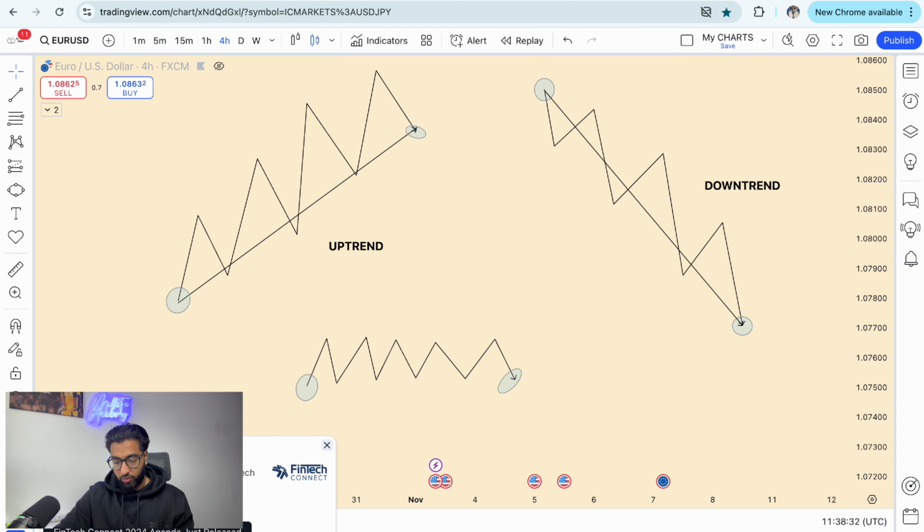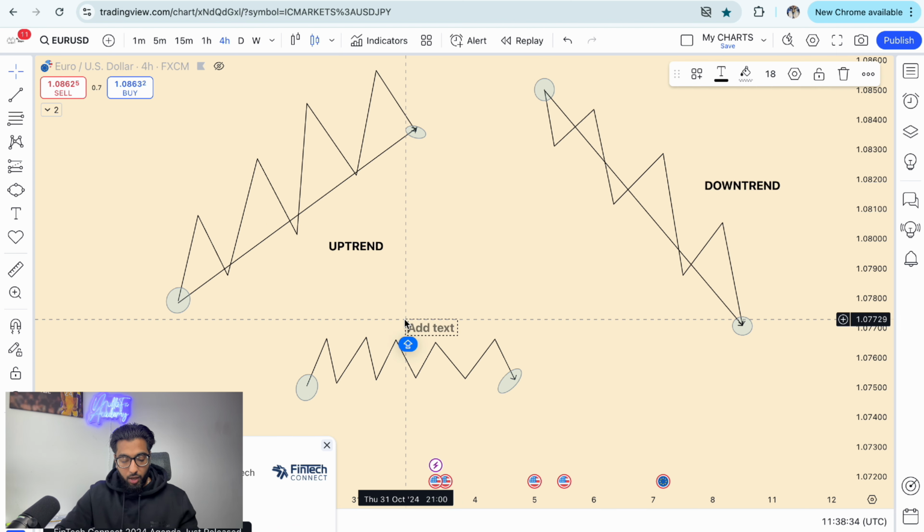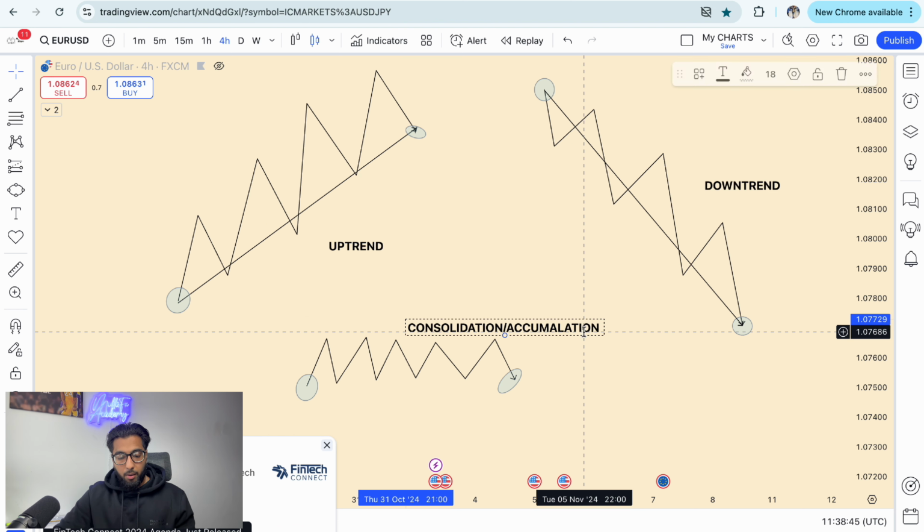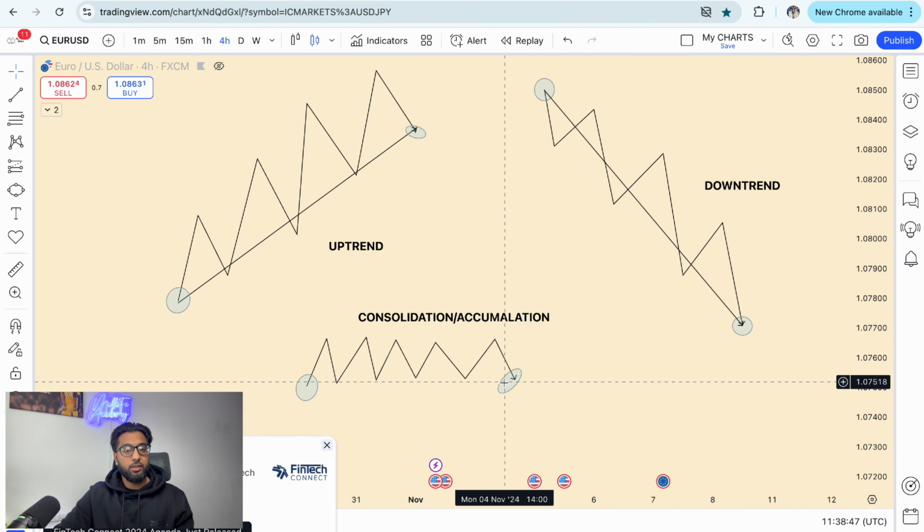And a lot of people have different names for this, but I call it a consolidation, okay? You can also call it accumulation, but for me, this is just a consolidation, okay? So we have three types of movements in the market.